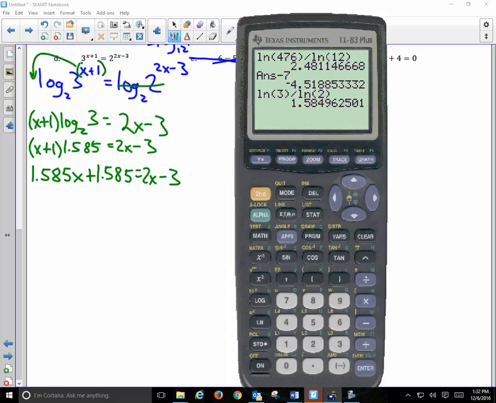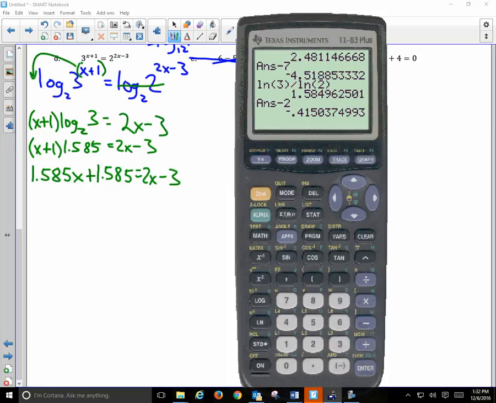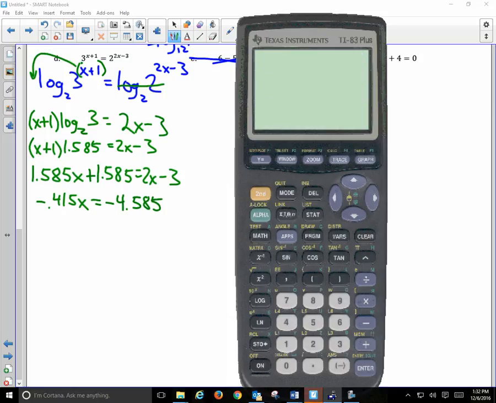I'm going to subtract the 2x from the 1.585x, and I get negative 0.415x is equal to, if I subtract that over, we get negative 4.585. I'm going to divide them. Did I make a mistake? Am I okay?